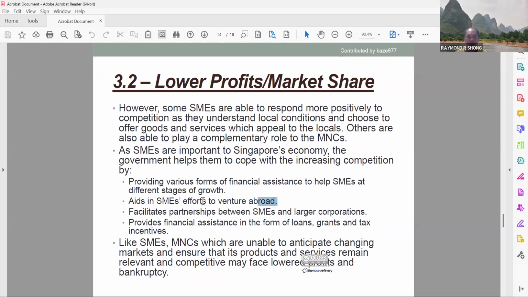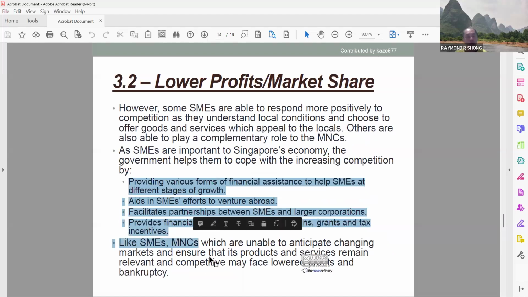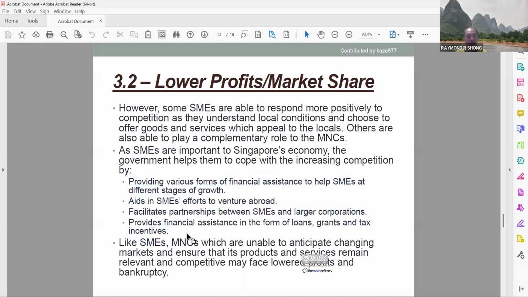So look at this. Individuals to venture abroad. This is very important, I forgot to tell you. All these bullets here are very important. You know why? Because the Singapore government gives a lot of, write down the word incentive. This one, the PERK, P-E-R-K. Write down incentive and PERK to make SMEs survive and live longer, so that they can support the multinational companies. Understand?